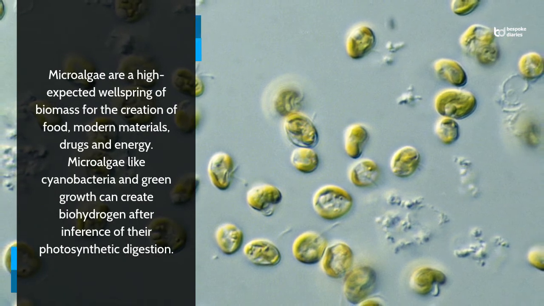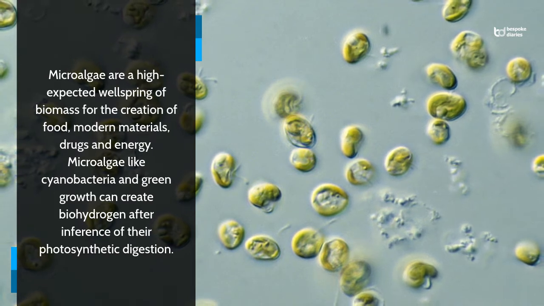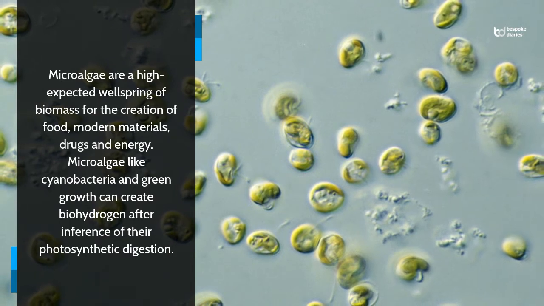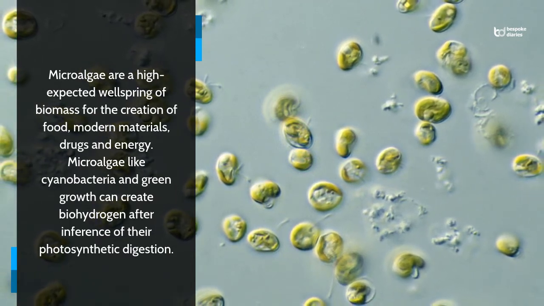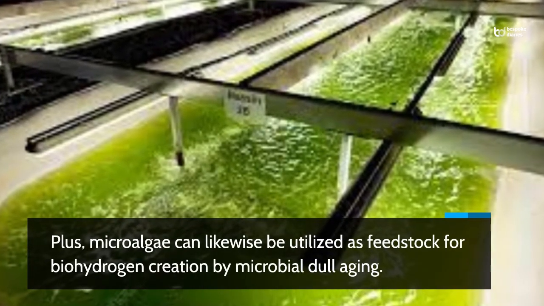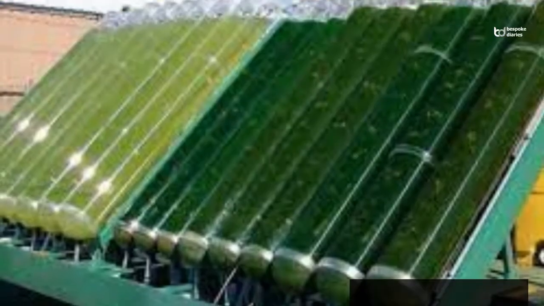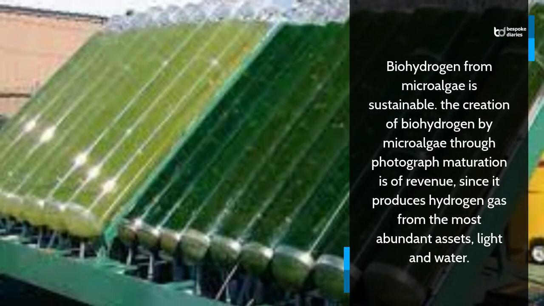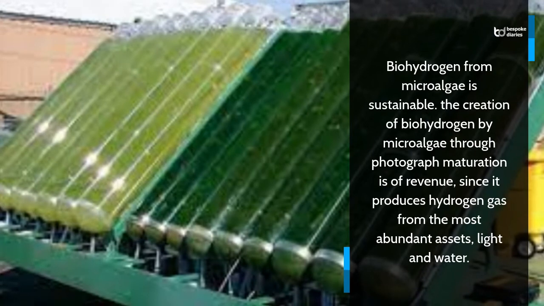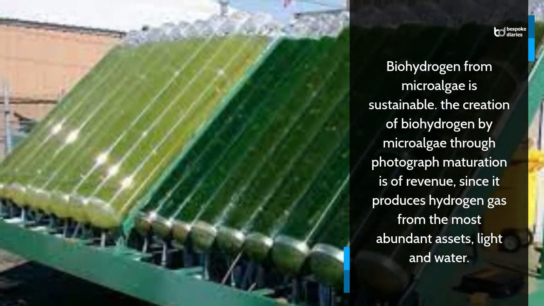Microalgae are a high potential source of biomass for the production of food, industrial materials, drugs and energy. Microalgae like cyanobacteria and algae can produce biohydrogen after derivation of their photosynthetic metabolism. Plus, microalgae can also be used as feedstock for biohydrogen production by microbial dark fermentation. Biohydrogen from microalgae is sustainable. The production of biohydrogen by microalgae through photofermentation is of interest, since it produces hydrogen gas from the most abundant resources, light and water.